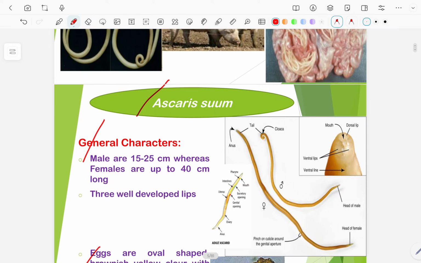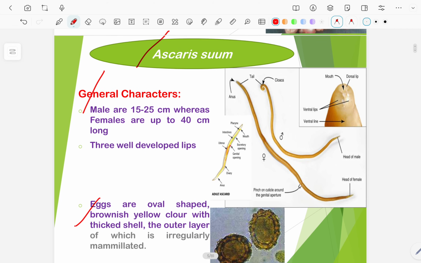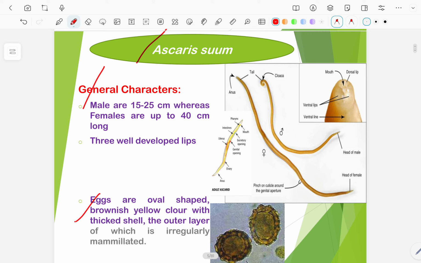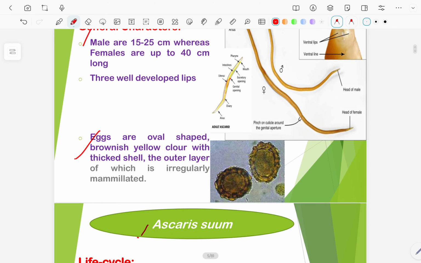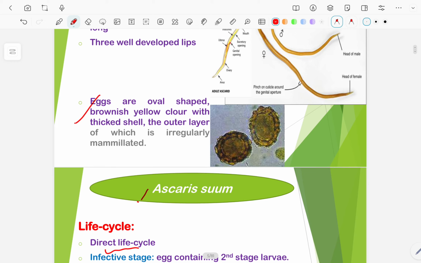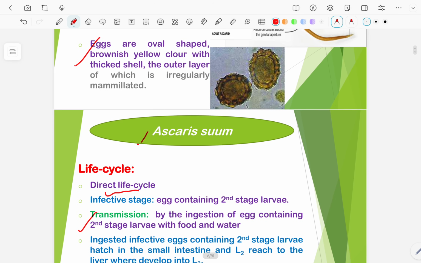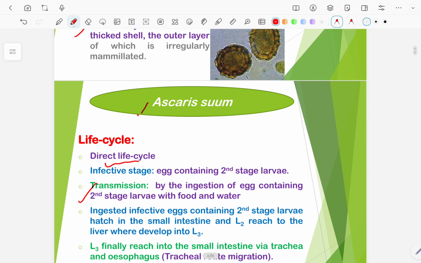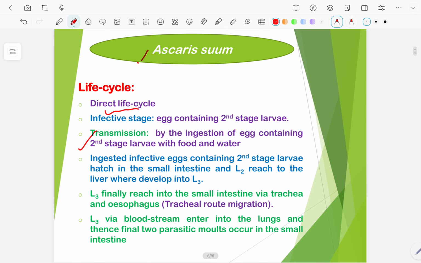Ascaris suum general characters: males are 15 to 25 centimeters, whereas females are up to 40 centimeters long. Three well-developed lips. Eggs are oval, brownish yellow, with a thickened shell, the outer layer of which is irregularly mammillated. Life cycle: direct life cycle, infective stage is the egg containing second stage larvae.